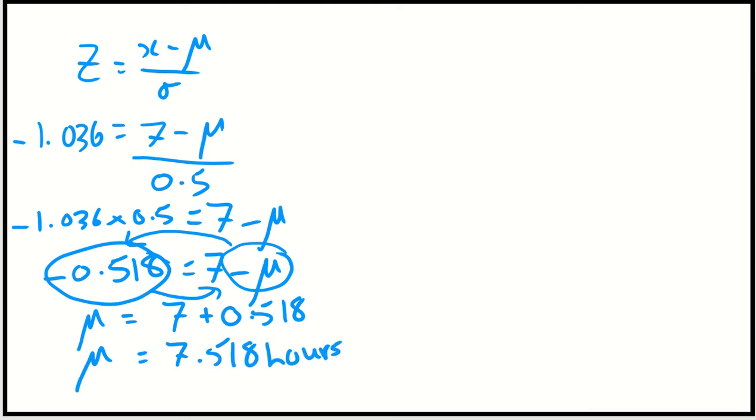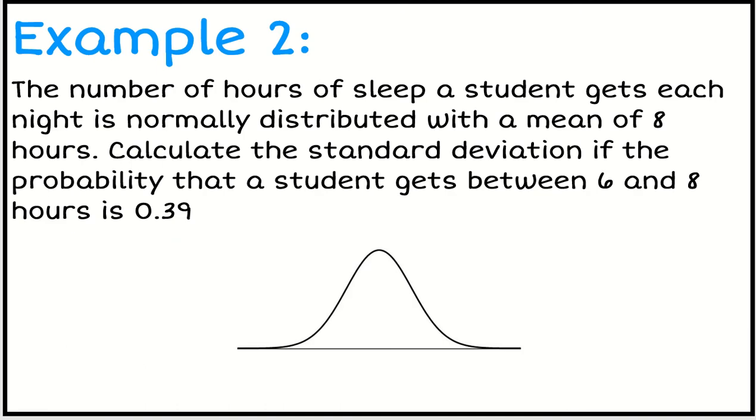Okay. Now let's try one that's a little bit more tricky. The number of hours of sleep they get is normally distributed, and it's got a mean of 8 hours. So we're going to put our mean of 8 hours there. We want to find the standard deviation, so that's what we're going to calculate. And we're told the probability that a student gets between 6 and 8 hours. So I'm going to draw a line here for 6, and I'm going to colour in this area between 6 and 8, and that area is 0.39.